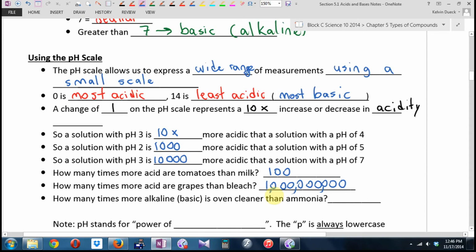Can you see why we had to go with this scale instead of just going up by ones? Wouldn't work very well. For those of you who are nerds, this is called a logarithmic scale. Don't need to know that, but I'm a nerd.